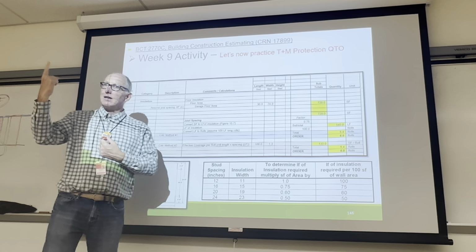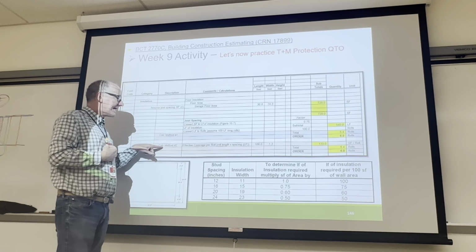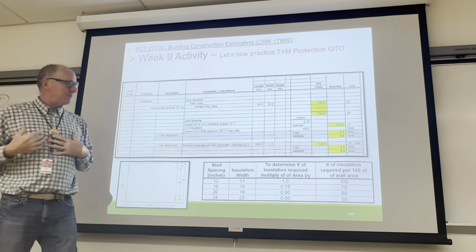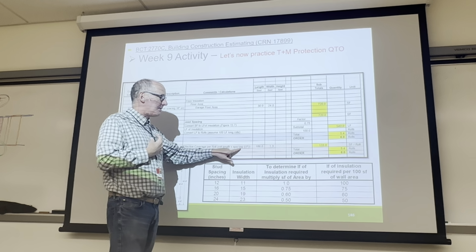That's method one: how much linear feet off of the spacing of our studs. Calculation number two is what they call effective coverage. Well, the effective coverage is our roll length times our spacing.